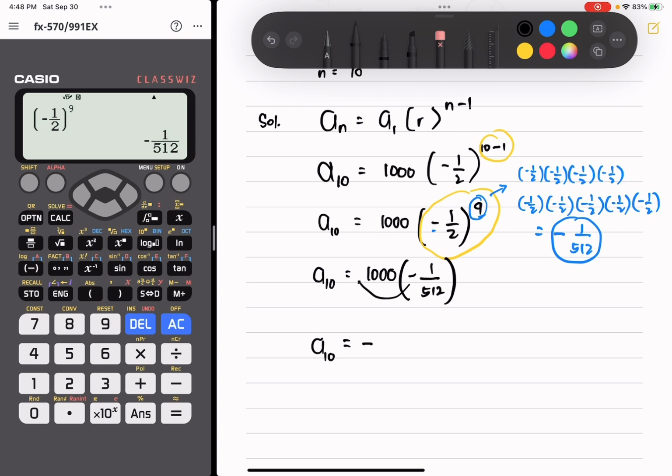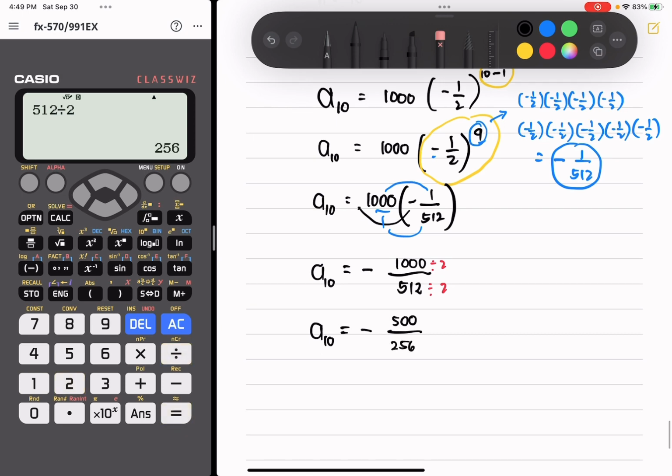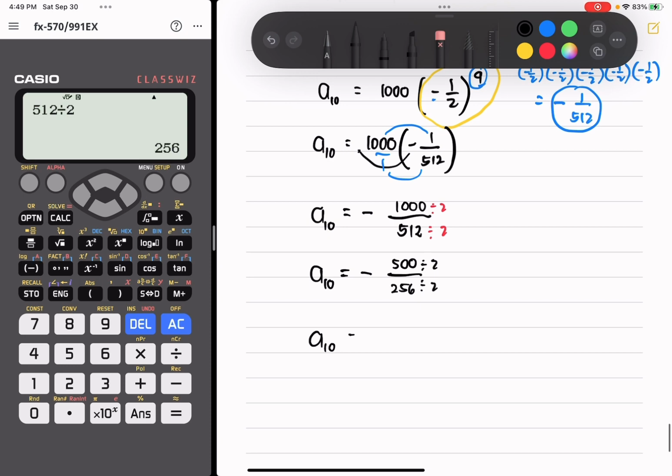Okay? So, 1,000, this is invisible 1. So 1,000 times 1, that will give us 1,000, divided by 1 times 512, that is 512. Get the lowest term. Anong pwede mag-divide sa kanila? Pwede naman i-divide nyo muna ng 2 kung nahihirapan kayo sa mas malaking number, hanggang lumiit yung number natin. Okay? So, this will give us 500 over 256. Pwede pa rin yan i-divide by 2, hanggang lumiit yung number nyo. So, a sub 10 equals negative 250 over 128.